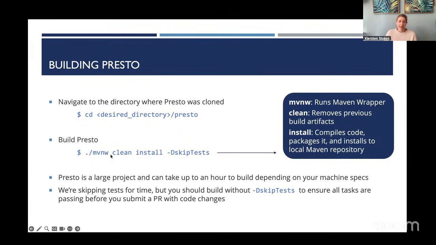So we're invoking that. We're telling it to clean everything first. If there's ever been a previous build, we'd like that to be disregarded and start from scratch. The install does what you would expect. That's what's actually going to compile the code, package it, and get all the dependencies going. And then we are skipping the tests in this command.